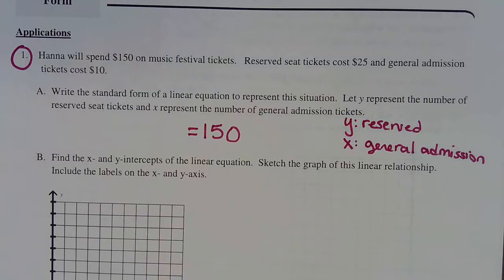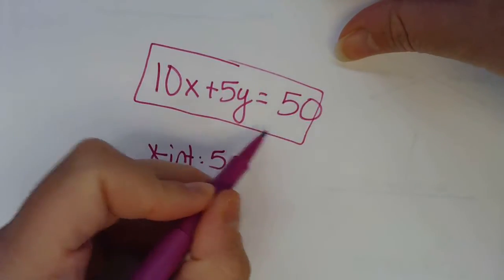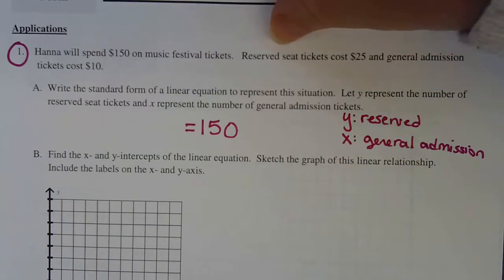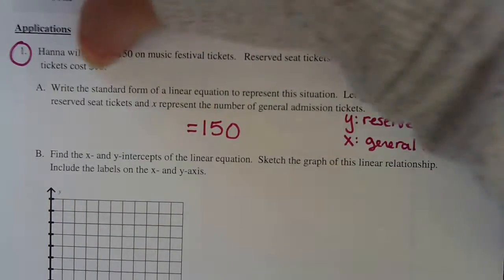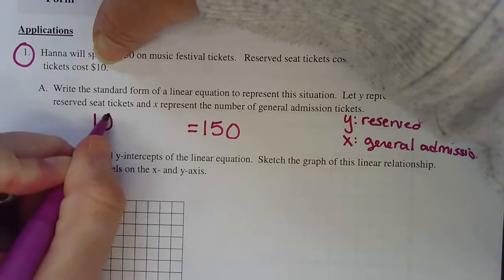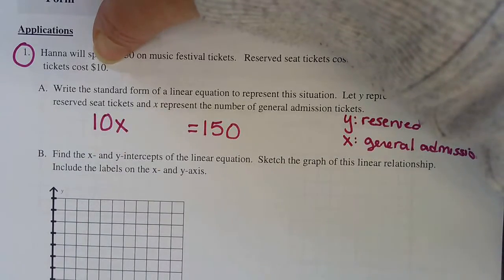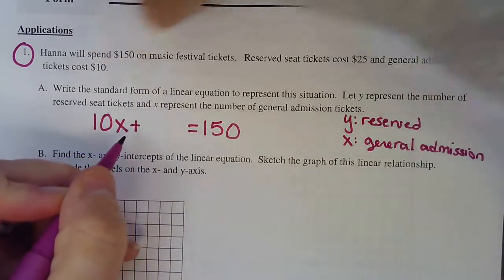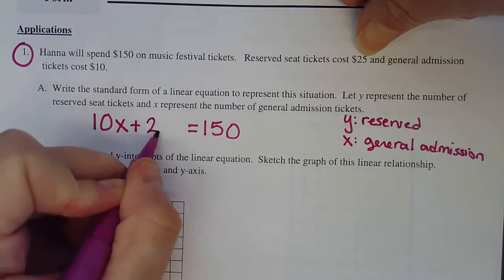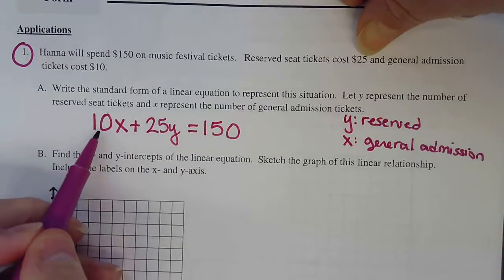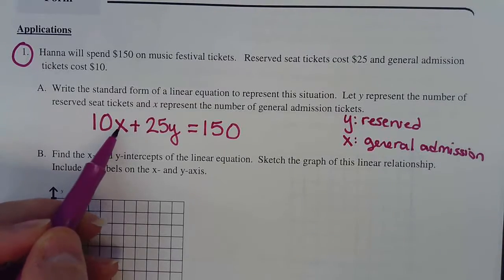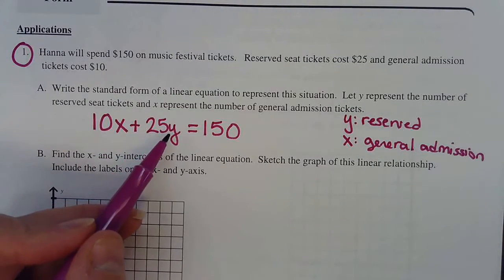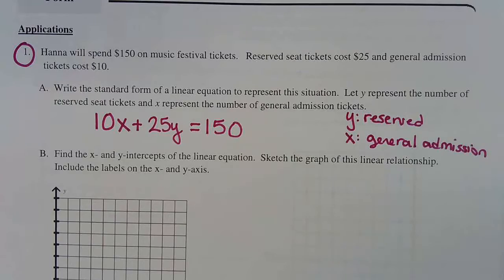And she's going to be buying maybe some reserved seats, and she's going to be buying some general admission. So if we're thinking that we're going to be writing an equation that ends up looking like this, let's see, general admission tickets are $10 each. So $10x per general admission plus reserved seats are $25, so $25y. So $10 per general admission ticket plus $25 per reserved ticket has to equal $150.